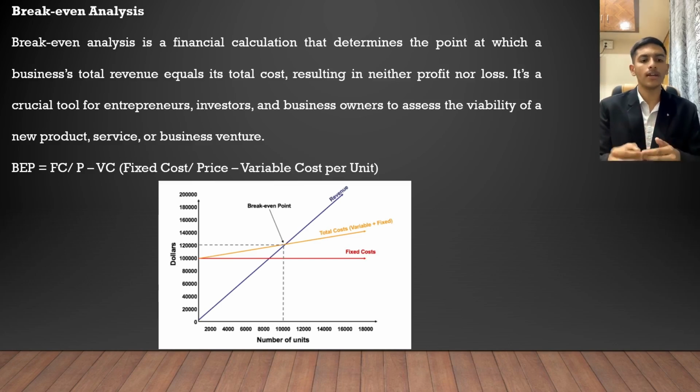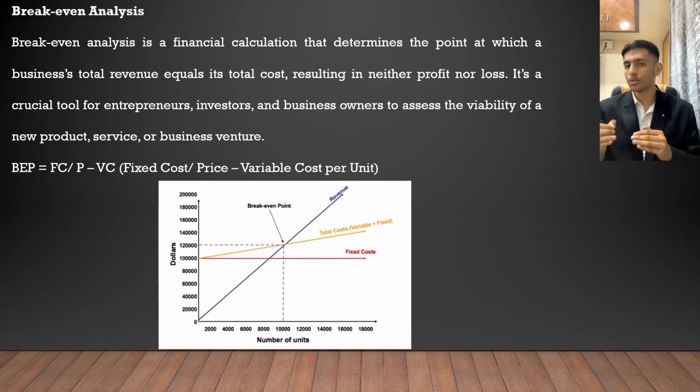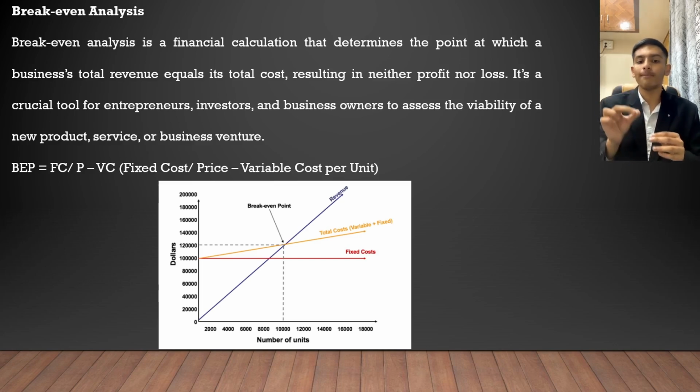So the formula is FC, that is fixed cost, divided by the price minus the variable cost per unit. When you divide the fixed cost by the price reduced by the variable cost, you get the break even point. That is, at what number of units you will earn an equal amount of money, equal amount of revenue. That is when it is called break even analysis.